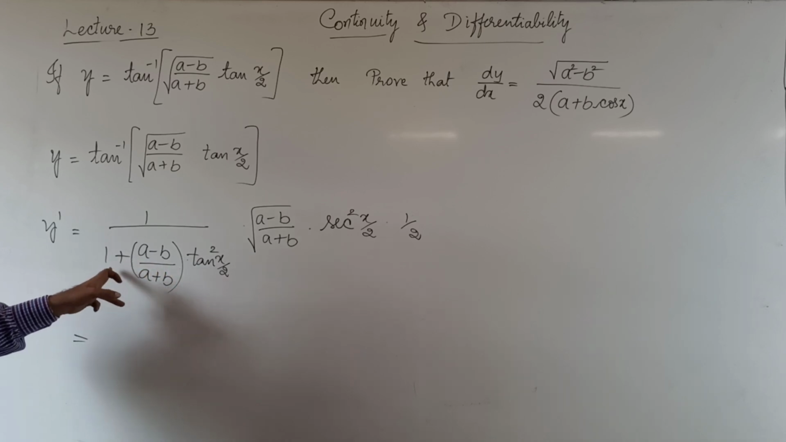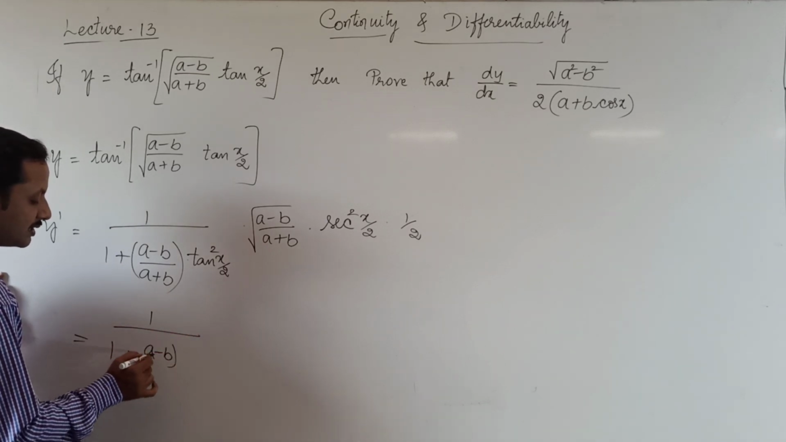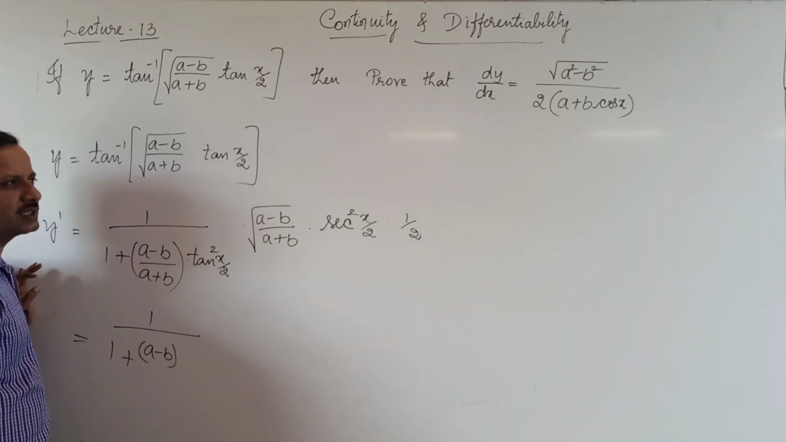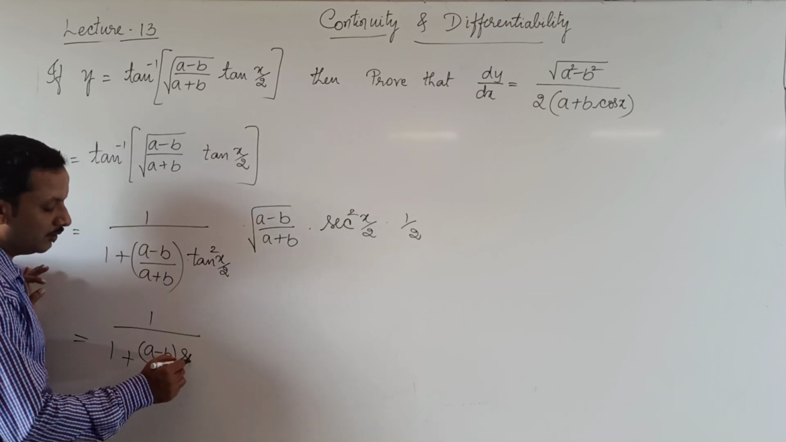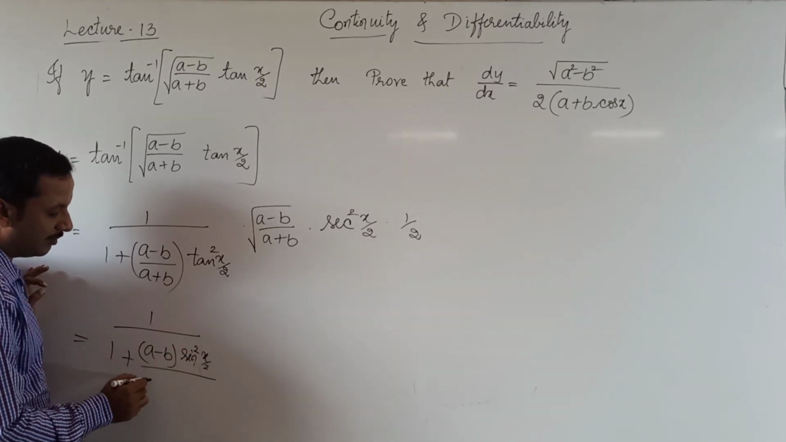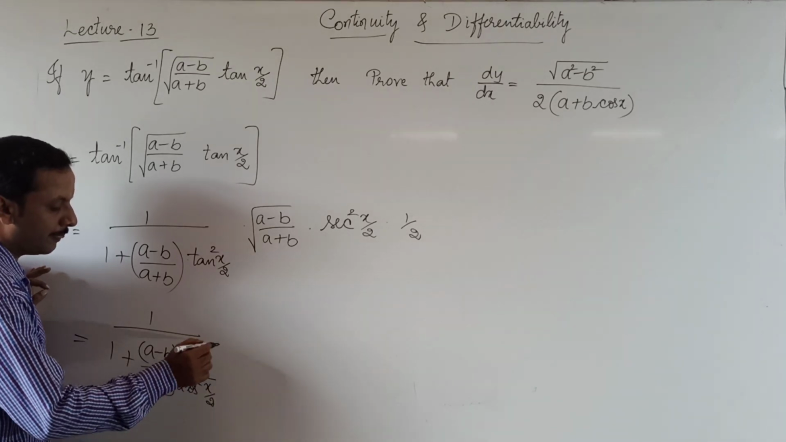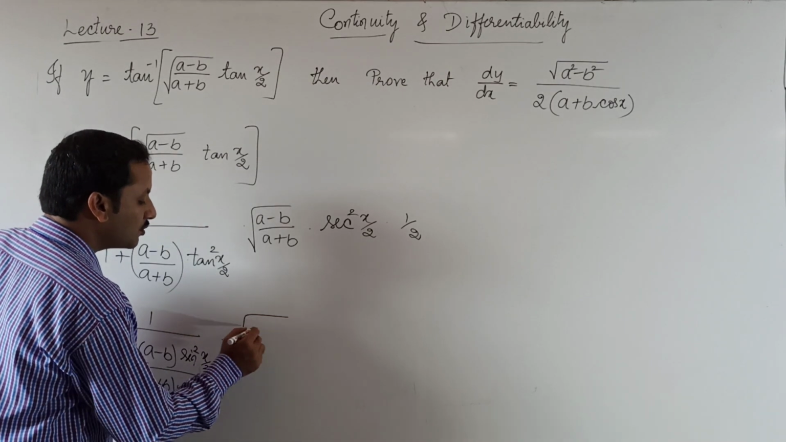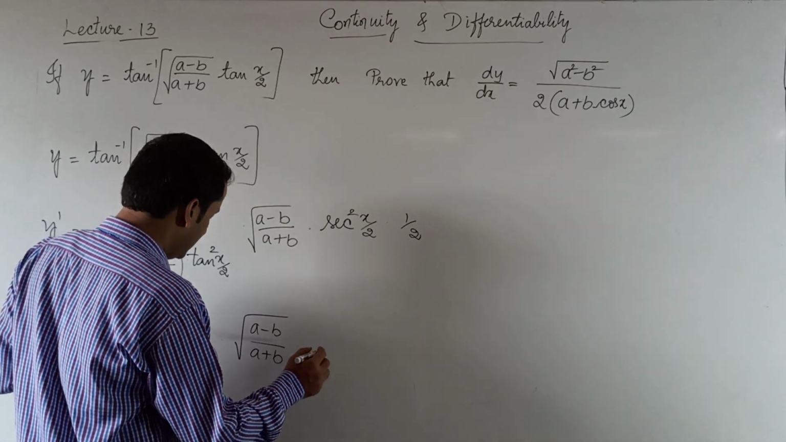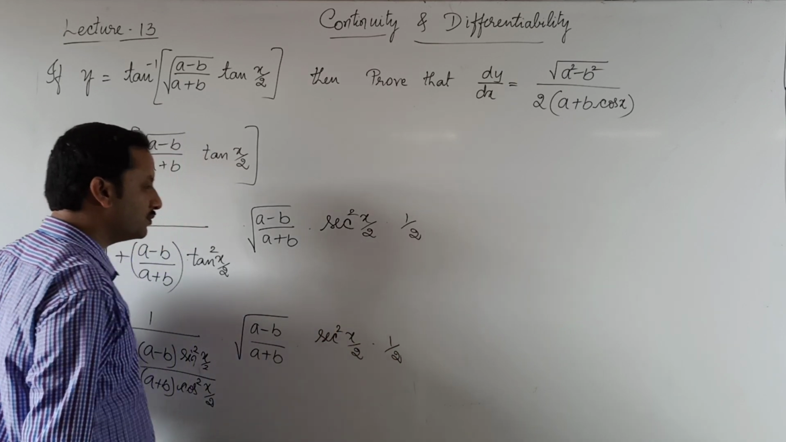I will take LCM here. Before I take LCM, I will write it like this: (a minus b) by (a plus b) into tan square x by 2 is there now. I will write that as sin square x by 2 divided by cos square x by 2. So (a minus b) into sin square x by 2 divided by (a plus b) into cos square x by 2, into square root of (a minus b) by (a plus b) into secant square x by 2 into 1 by 2. This is what we have.